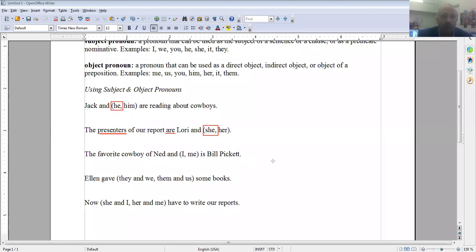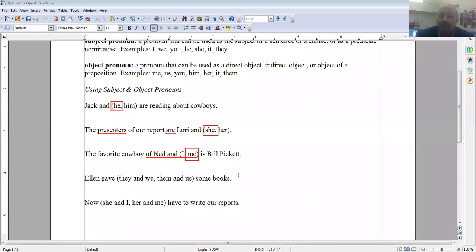Formal English versus informal. The favorite cowboy of Ned and I or me is Bill Pickett. Now this time we got something different going on. We've got a prepositional phrase with a compound object. My first object is Ned, right? See Ned right there, Ned. Okay, that means I have to use an object pronoun for this sentence, Ned and me, not Ned and I. Not for a prepositional phrase. That's the kind of thing that makes me yell at the television when I hear characters in movies do that.